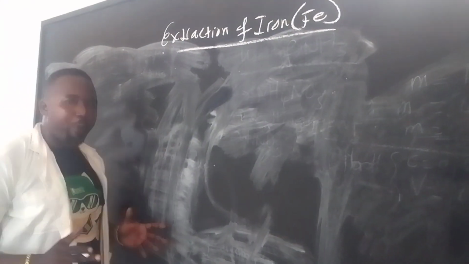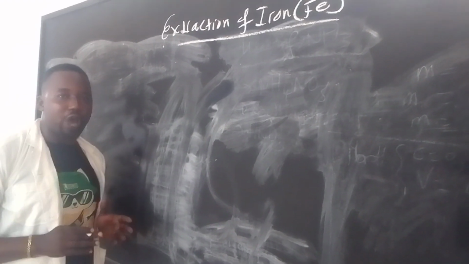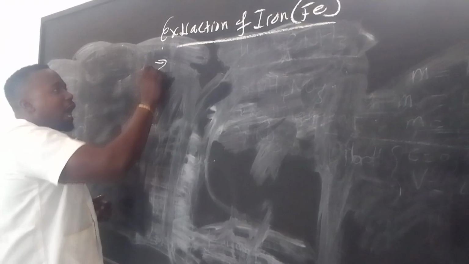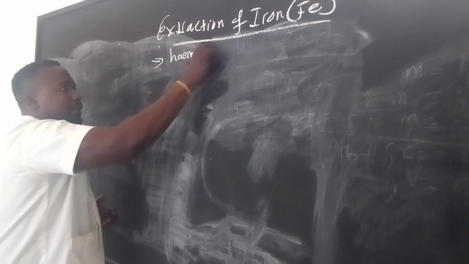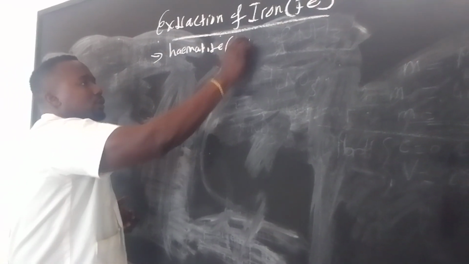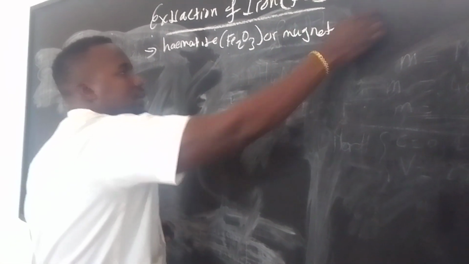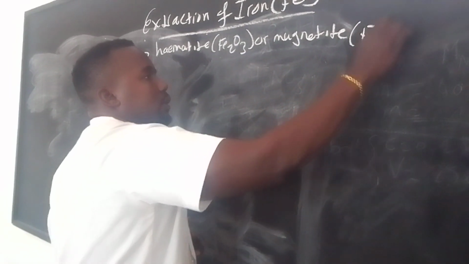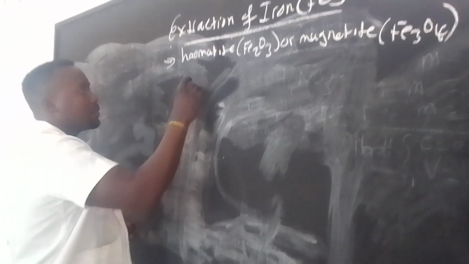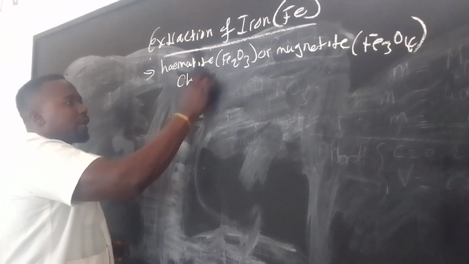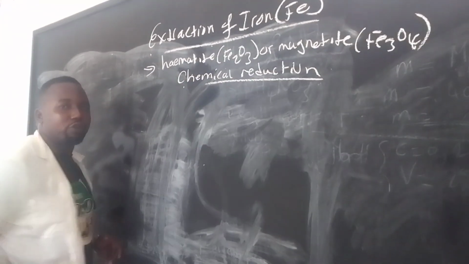I will give you the key points you are supposed to give if you face any GCE question based on extraction of iron. You simply say in point 1, iron is extracted from 2 ores, hematite or magnetite. One mark. By a method known as chemical reduction. Another mark is allocated for the method of extraction.